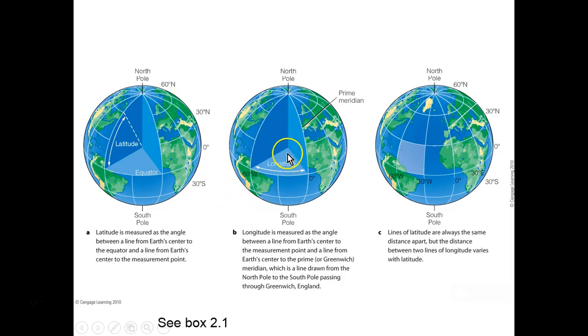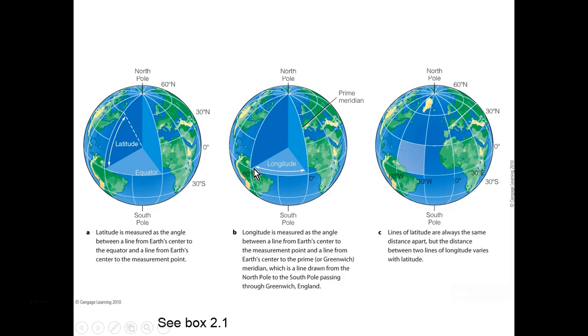And for longitude, it's done the same way, but in the opposite direction. So we start out in the very center of the Earth. We draw a line out from the center of the Earth to our prime meridian, or our 0 degree longitude line. And then we would go back to that original spot in the very center of Earth and draw a line out to our location. In this case, the angle between those two lines is 60 degrees, and it's 60 degrees west. 60 degrees west of the prime meridian.